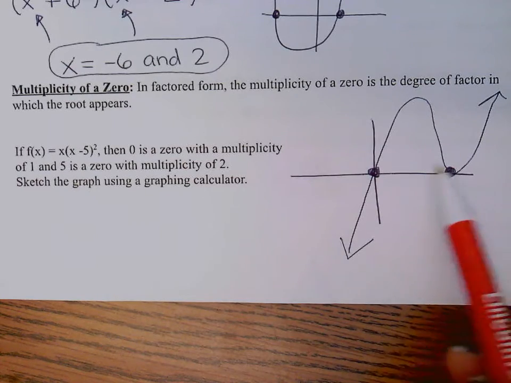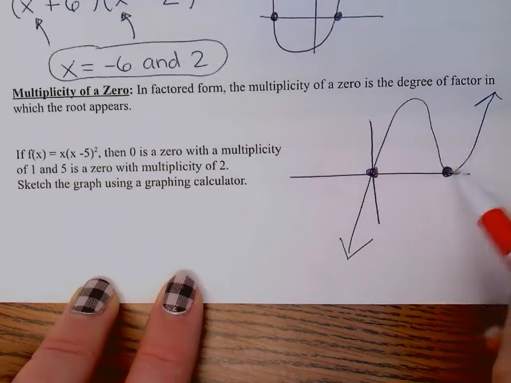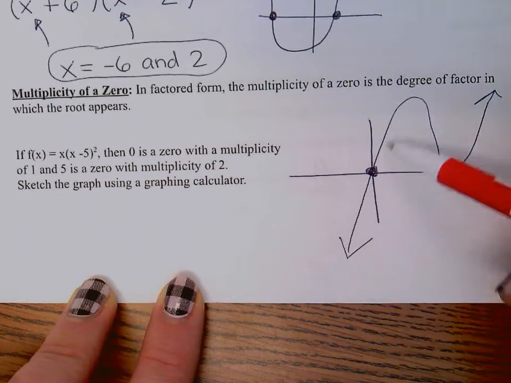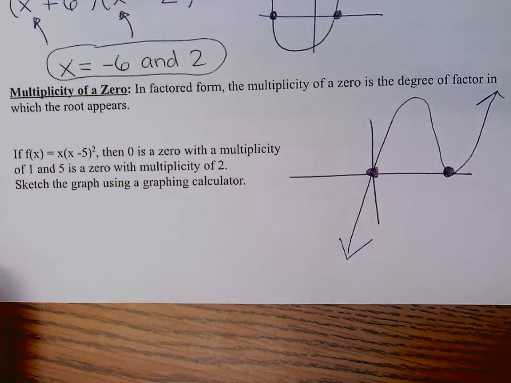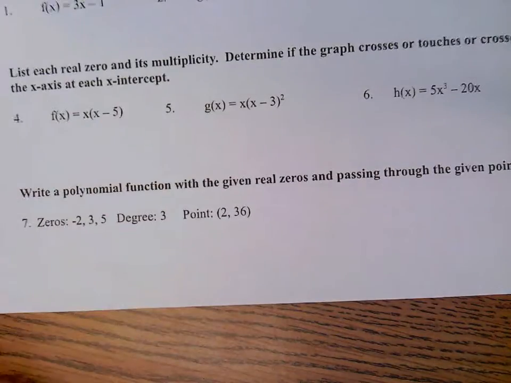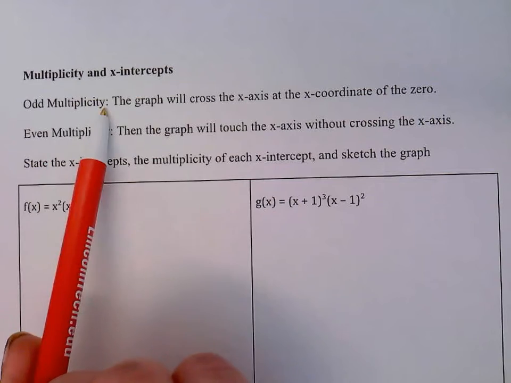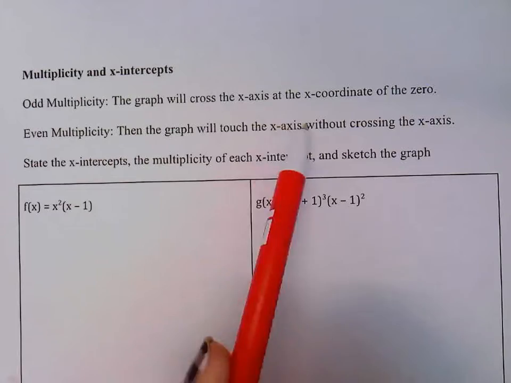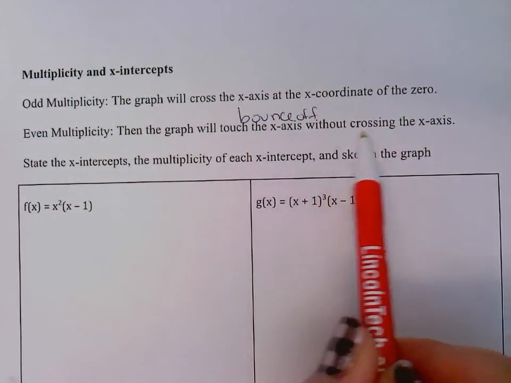So bouncing off versus cutting through the x-axis is created by an even or an odd multiplicity. I think of even as kind of like a quadratic, right? So kind of like a quadratic bounces, or a linear function cuts through. Odd functions will cut through the axis. All right. So here's a little bit more, so it says if you have odd multiplicity, the graph will cross the x-axis. Even multiplicity, the graph will basically bounce off, touch the x-axis without crossing it.